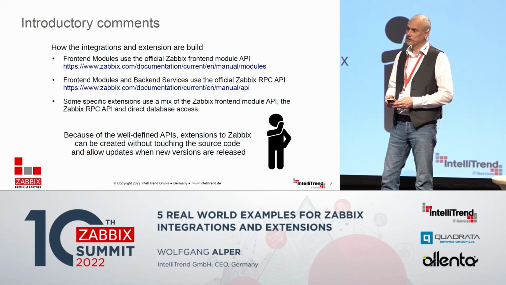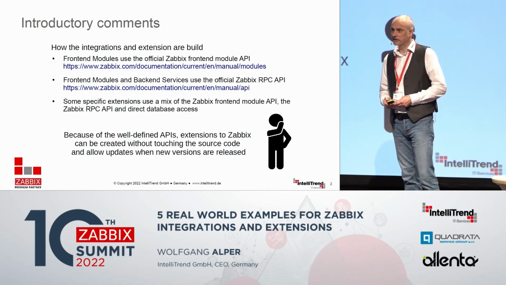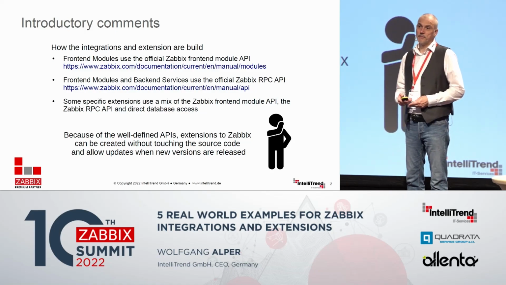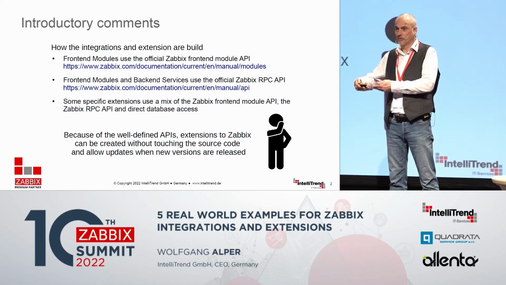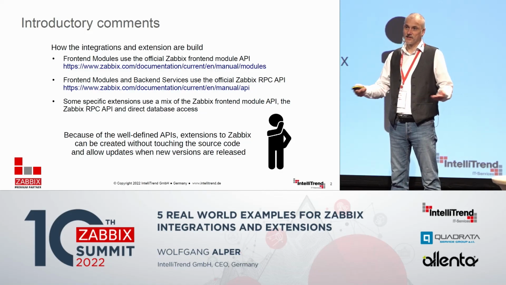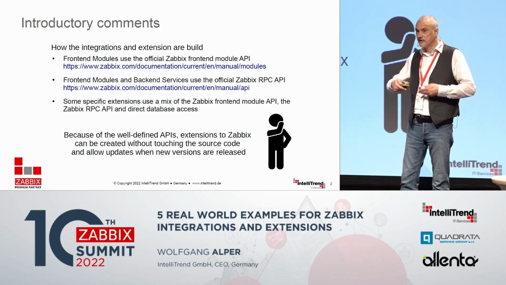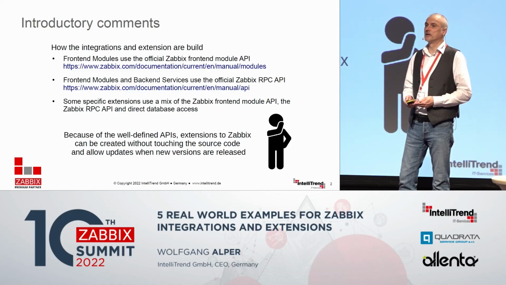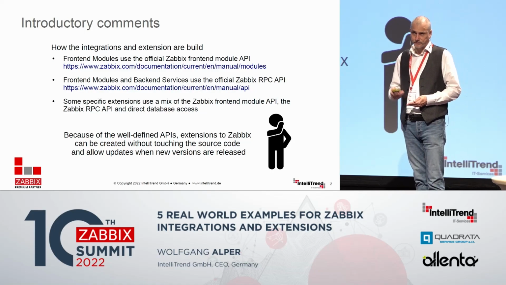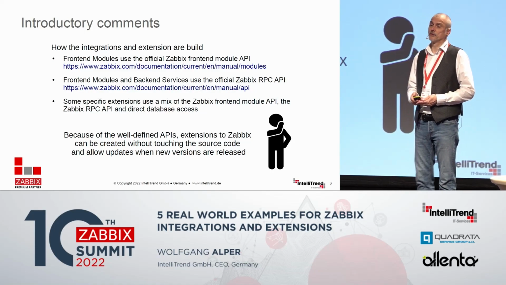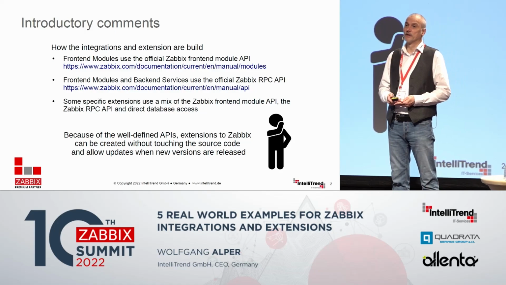I've seen a couple of workshops about the API integration. And this API can also be used within a front-end module. So in this case, you would use the front-end module API to integrate your front-end module into the Zabbix front-end framework, and within your module, you would then use the Zabbix API. And last but not least, some extensions I'm showing you are also using Zabbix database access on top.